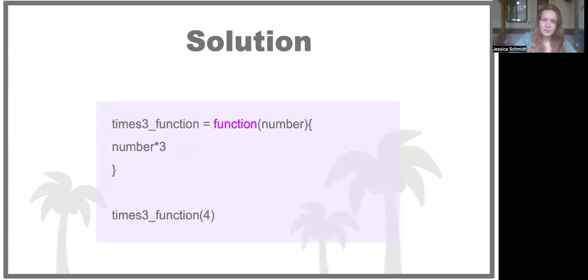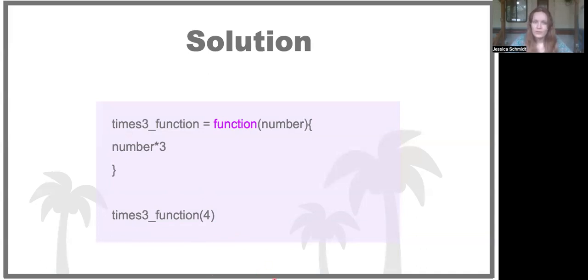You should be getting something like this. It may vary slightly. You may call your parameter something different, but it should work something like this. Times3 function equals function, takes in a number, and then in the code block, we want number times 3. And here's an example of using it. Times3 function, 4, and it will calculate 4 times 3. Very nice.